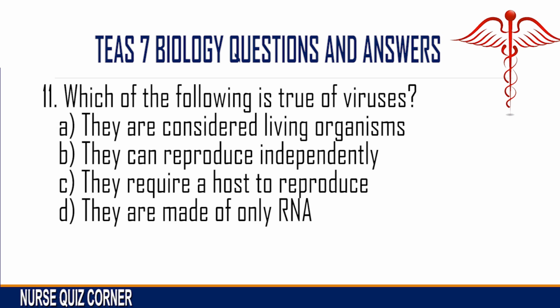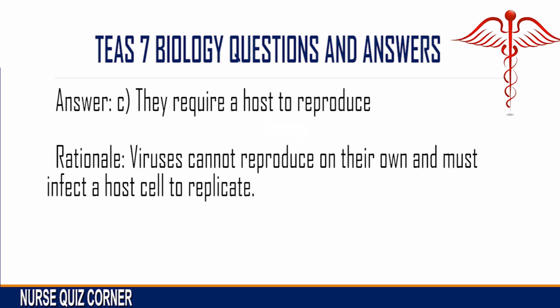11. Which of the following is true of viruses? A. They are considered living organisms. B. They can reproduce independently. C. They require a host to reproduce. D. They are made of only RNA. Answer: C. They require a host to reproduce. Rationale: Viruses cannot reproduce on their own and must infect a host cell to replicate.